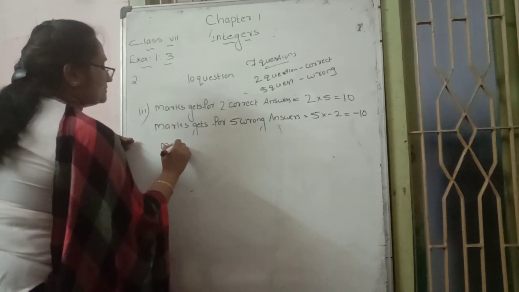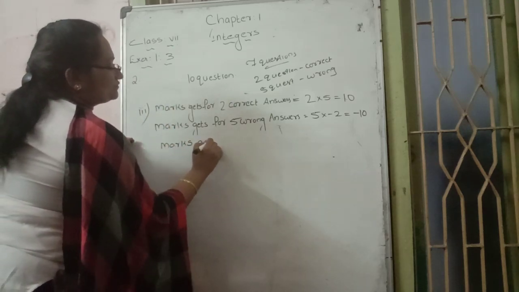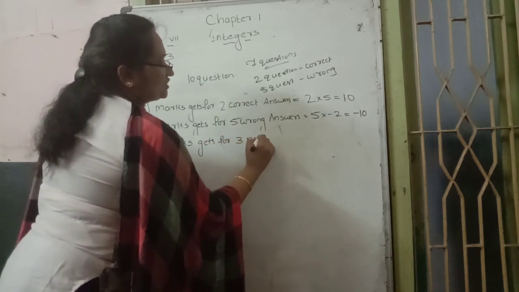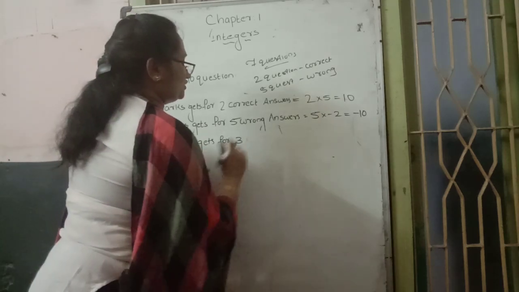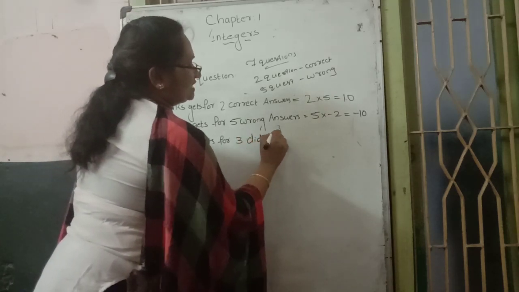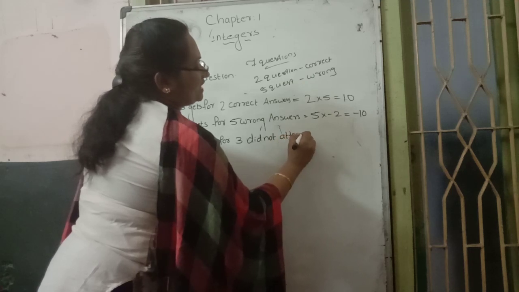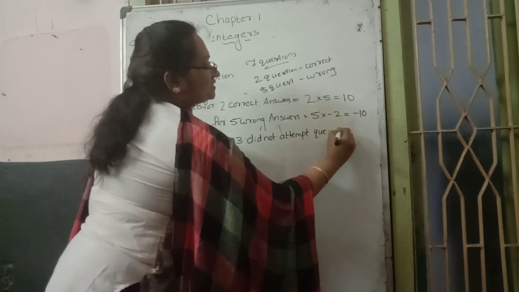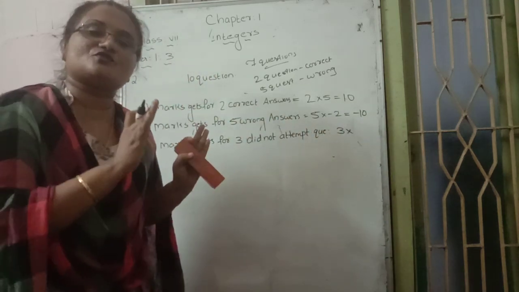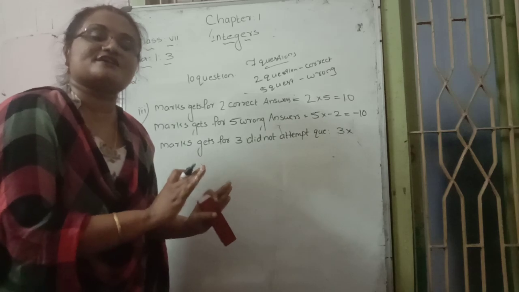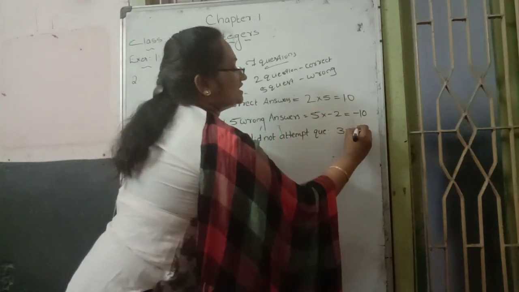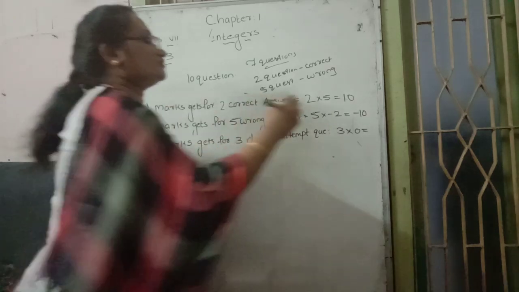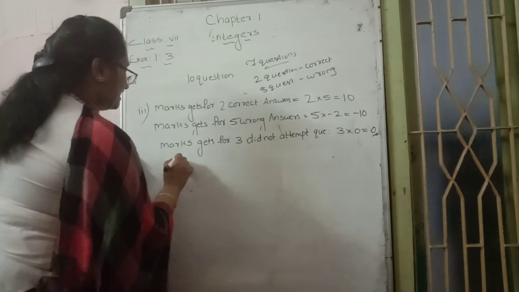So marks gets for not attempted questions. How to find out the not attempted questions? Three questions she did not attempt, out of 10, 7 only she attempted, remaining 3 are not attempted. Not attempt means how many marks are awarded? 0, each question 0, so 3 into 0 become how much? 0.